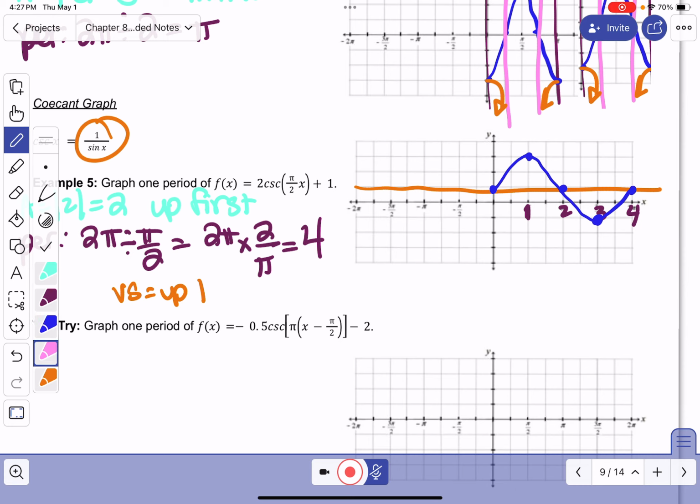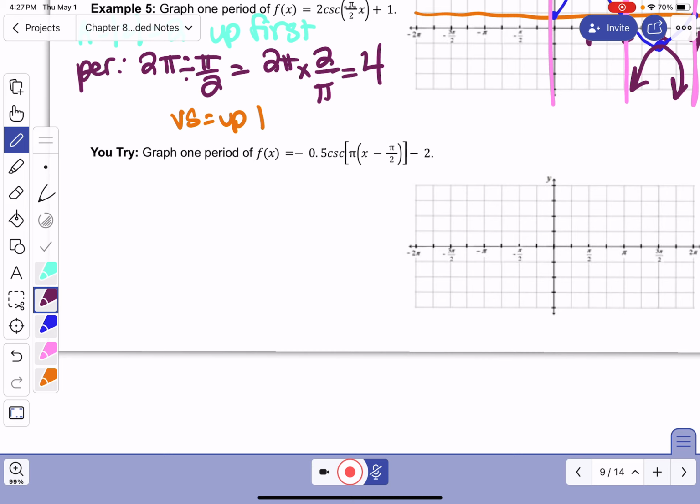Now we're going to use that midline for our asymptotes. So anywhere where it touches the midline becomes an asymptote. And then we flip the curve. So there is 1 period of cosecant.